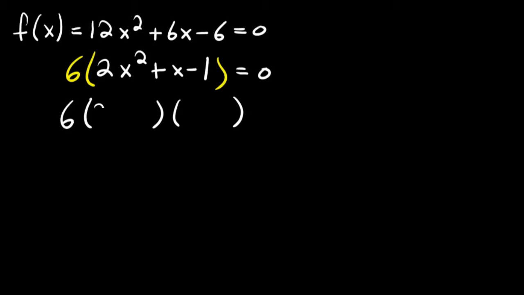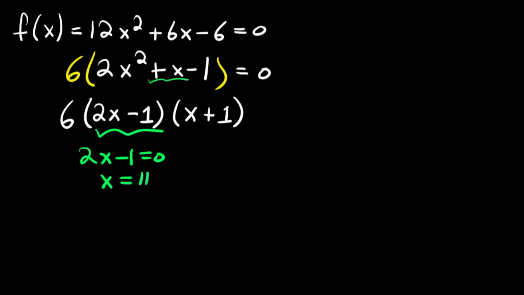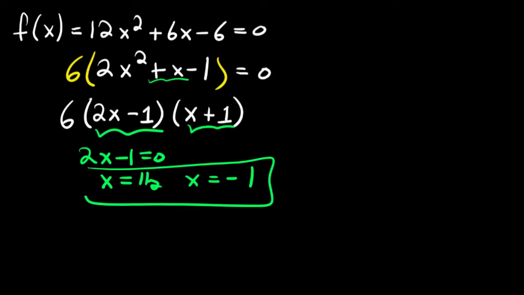Here we would need a 2x and then an x, and then we need to have a minus 1. The only way to get that is to have a minus 1 and then a plus 1. And if you test this, you'll see you have a positive 2x and minus x, which would give you the middle term right here. So if you set each one of these equal to 0, you get x equals 1/2, and from this one you get that x is equal to negative 1. So those are all our solutions.